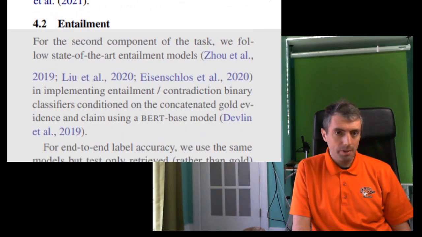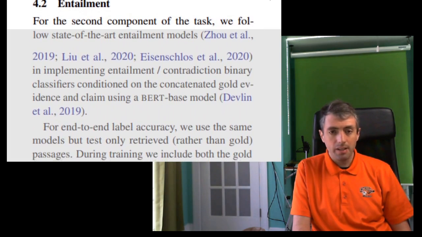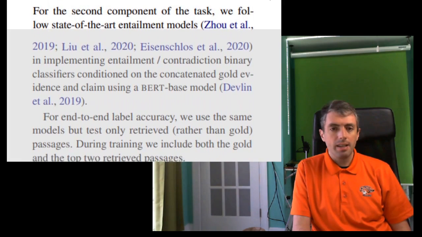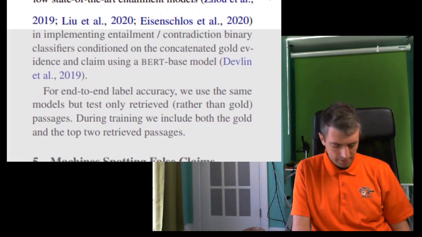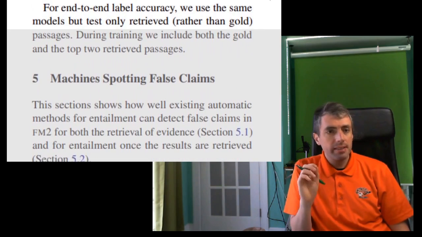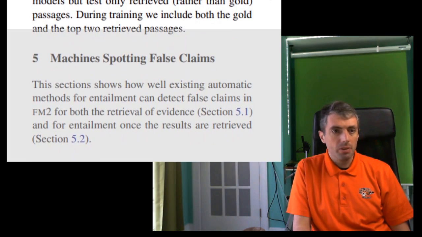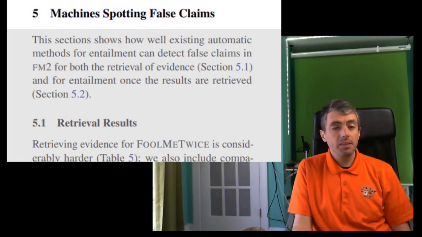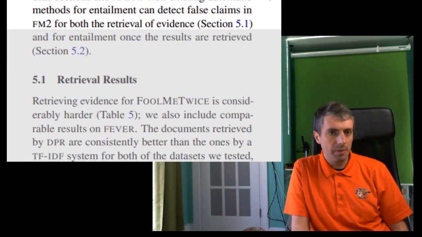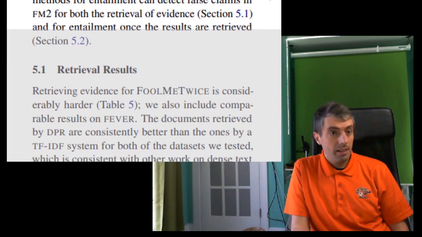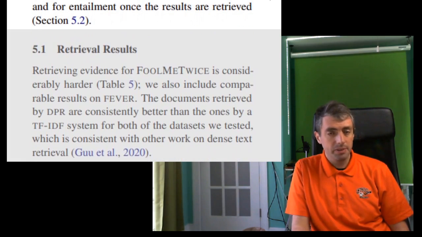Section 4.2, Entailment. For the second component of the task, we follow state-of-the-art entailment models in implementing entailment contradiction binary classifiers conditioned on the concatenated gold evidence and claim using a BERT-based model. For end-to-end label accuracy, we use the same models but test only retrieved, rather than gold, passages. During training, we include both the gold and the top 2 retrieved passages. Section 5, Machines Spotting False Claims. This section shows how well existing automatic methods for entailment can detect false claims in Fool Me Twice for both the retrieval of evidence and for entailment once the results are retrieved.